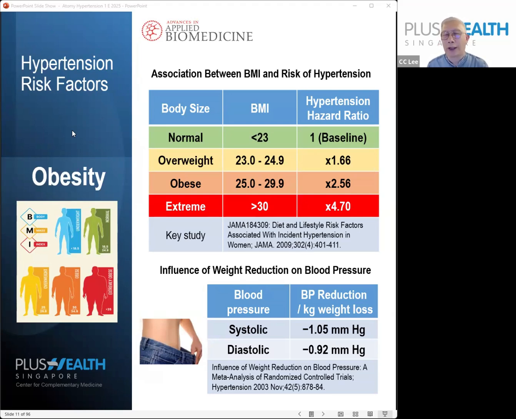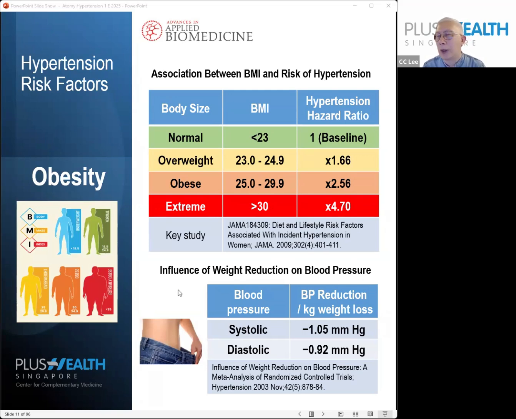So therefore, actually, as you get more and more overweight, the risk of hypertension increases very exponentially. Basically, you can see from there itself, at the extreme, if your BMI is more than 30, it is actually about 4.7 times higher risk itself, right?